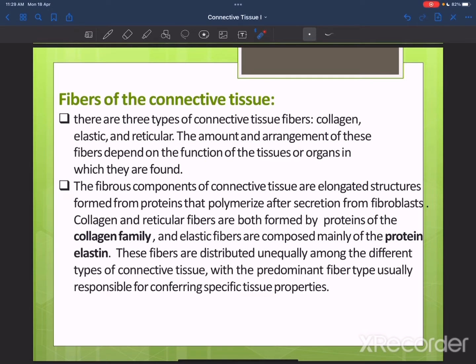So in the case of the collagen and reticular, it's the collagen family of protein that forms the fiber or the subunit of that fiber. While in the case of elastic fibers, the protein is elastin. These fibers are distributed unequally among the different types of connective tissue, with predominant fiber usually responsible for conferring specific tissue properties.